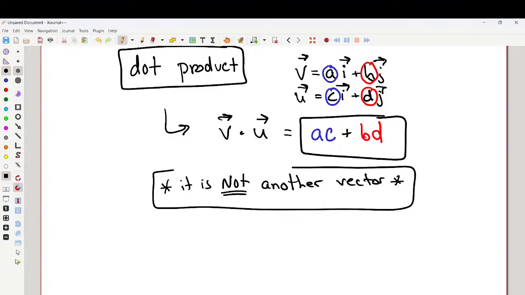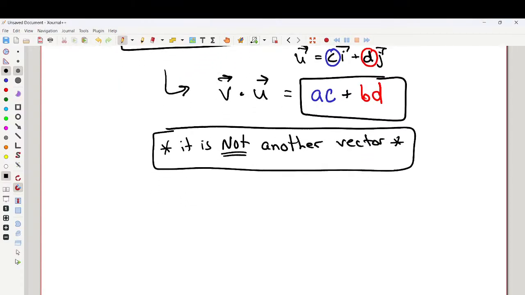Super common question in a true or false section. The dot product is a vector. False every single time. True or false, the dot product is a number. True every single time. When you multiply, this is just strange. A vector times a vector, you do not get a vector, you get a number.